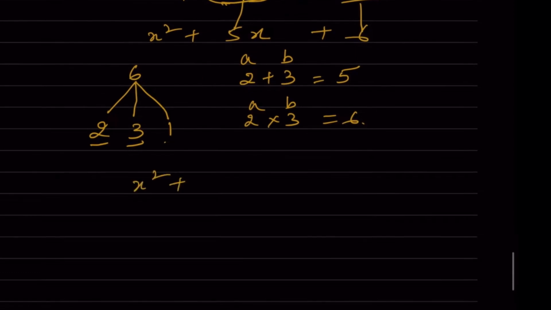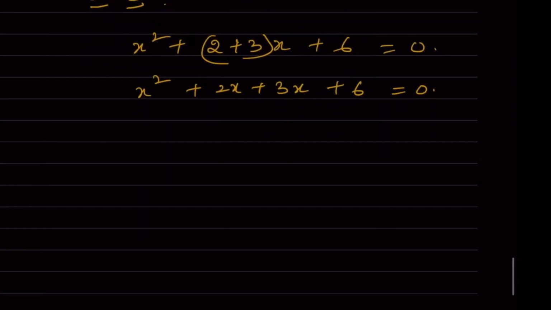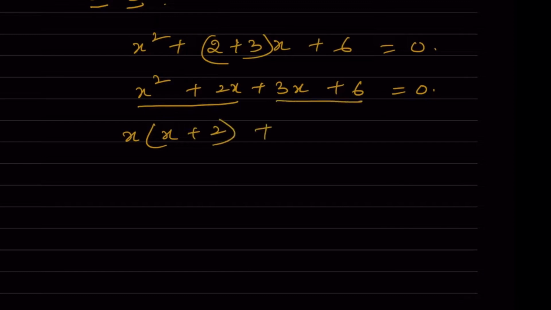So x square plus, in the place of 5 I am writing 2 plus 3, x plus 6 is equal to 0. So now this can be written as x square plus 2x plus 3x plus 6 is equal to 0. Now in these two what is common? We'll see. So x, if I take out common, I can take x plus 2 inside, plus what can I take out common in these two? 3. So this will be 3 into x plus 2 is equal to 0.